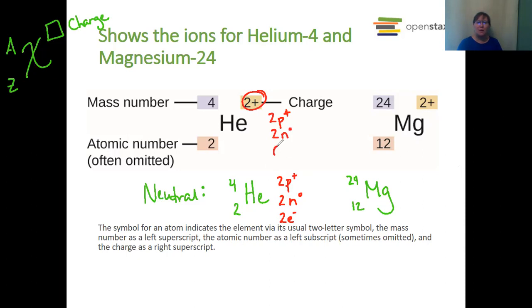Now take a look at this. We have 0 electrons. If you've ever heard of an alpha particle, a helium nucleus right here is an alpha particle. Now let's take a look at our magnesium over here.